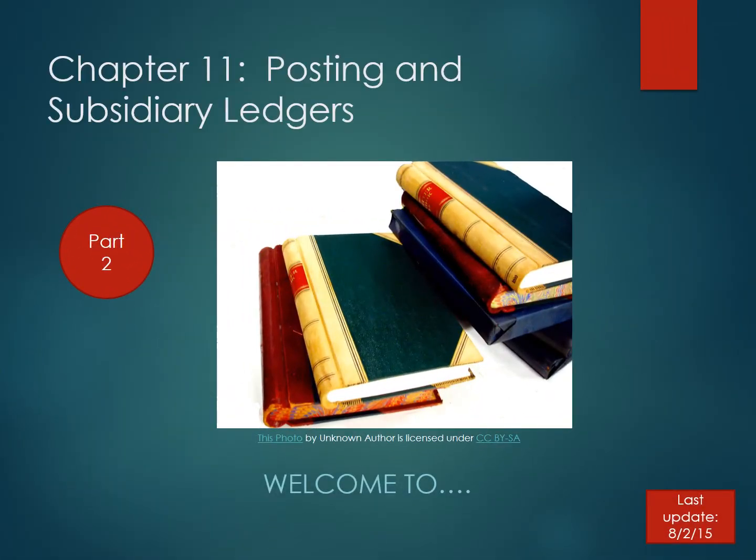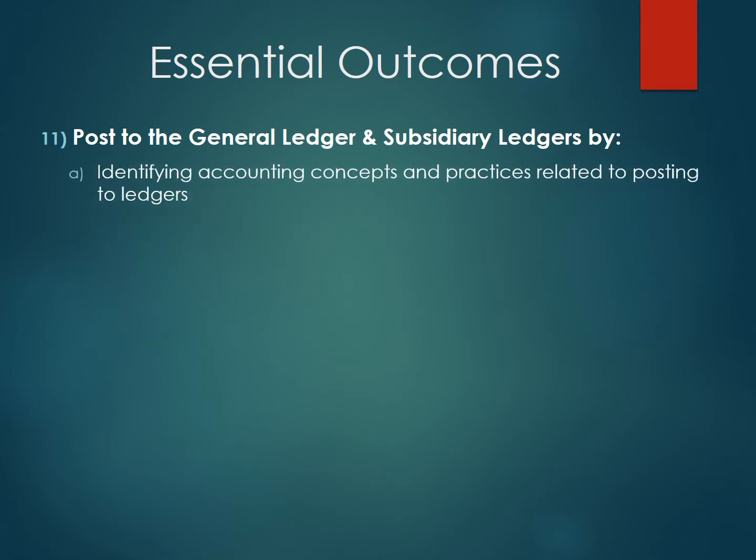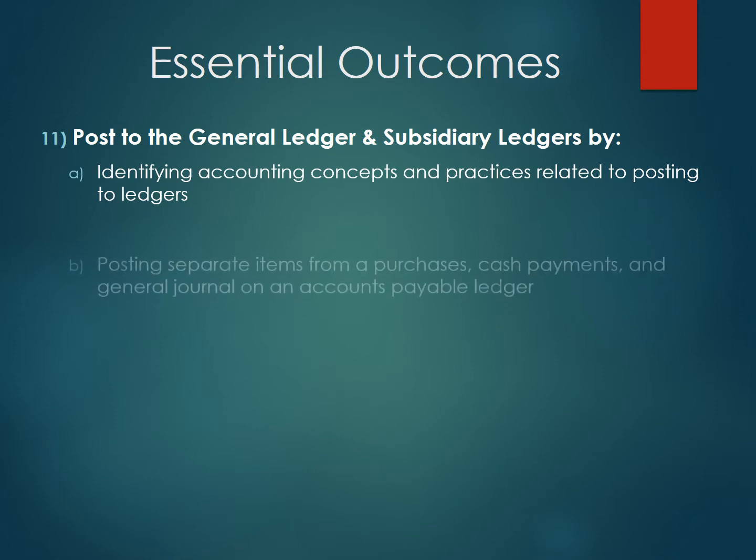Welcome to Chapter 11, Posting and Subsidiary Ledgers. Essential outcomes for Chapter 11. You are going to post to the general ledger and subsidiary ledgers by A. Identifying accounting concepts and practices related to posting to ledgers.